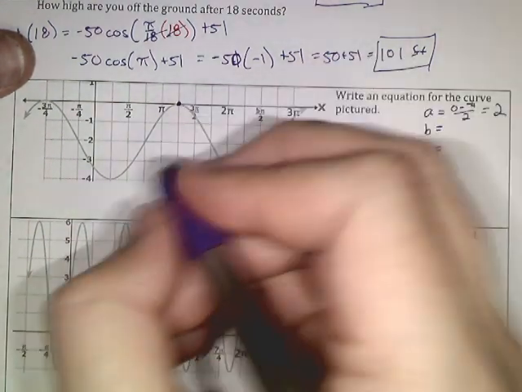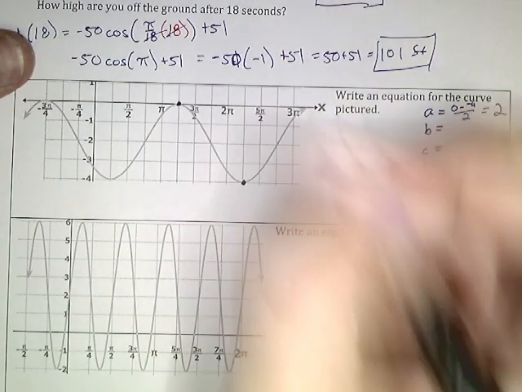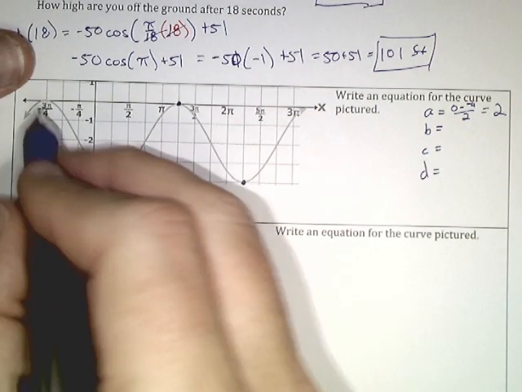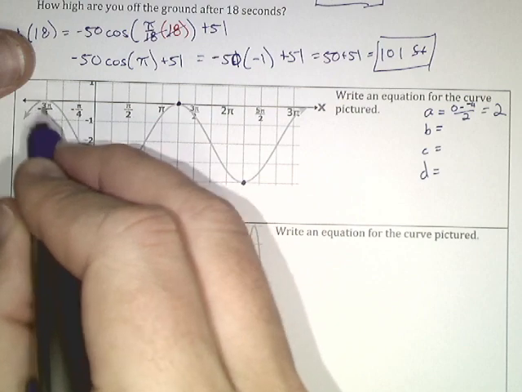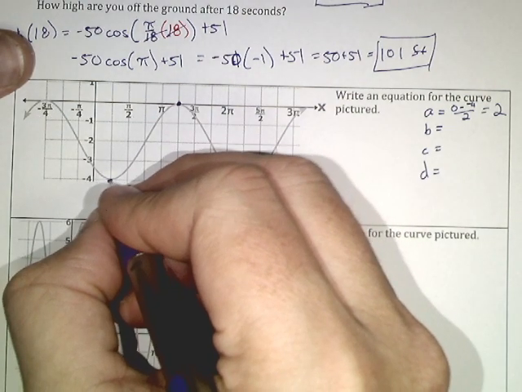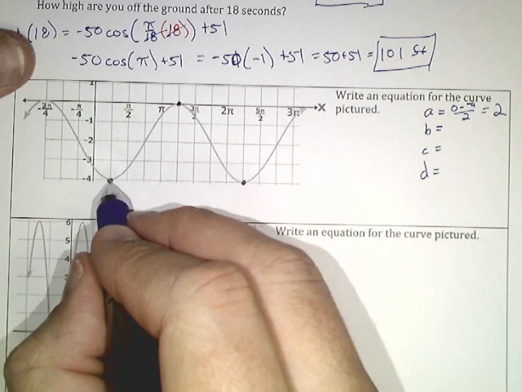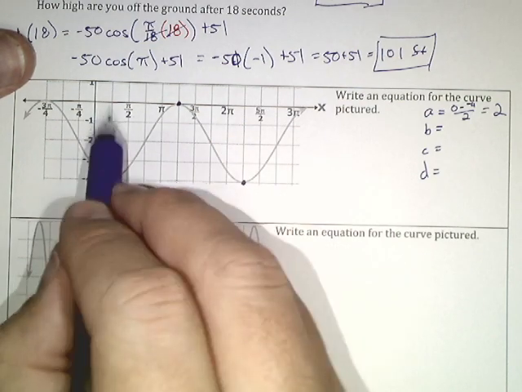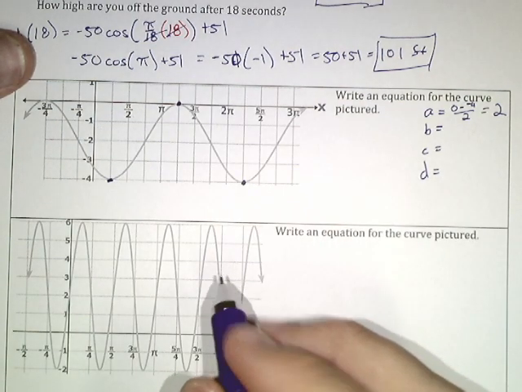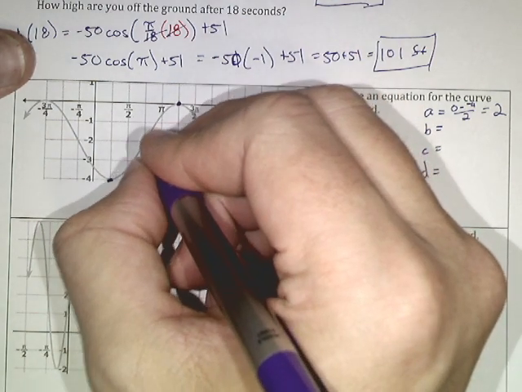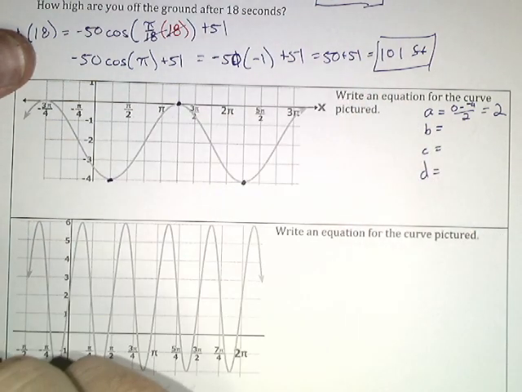B is the period, so that is the distance from, I don't want to worry about negatives right now, so I'll just pick this spot. I don't want to pick that spot. That's pi over 4 if you want to do that. Let's pick, what do we want to pick here?